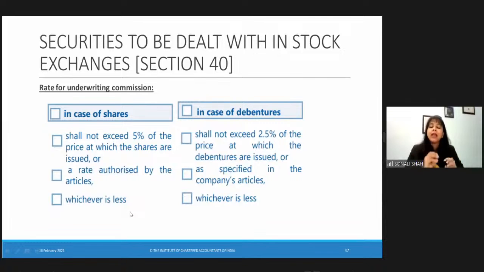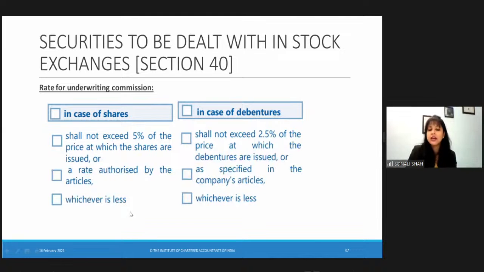So let's say that the percentage authorized in the articles of association is 3% for the shares. Will the company be allowed to pay 5% commission? No, they will not be allowed, because the law says that whichever percentage is less, that would be the amount that will be permitted. So let's say your articles of association say that underwriting commission would be 10%, will you be allowed to pay? No, because the Companies Act says that it shall not exceed 5% of the price at which the shares are issued. So the capping here is 5%.